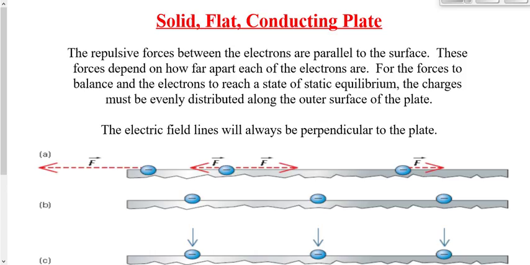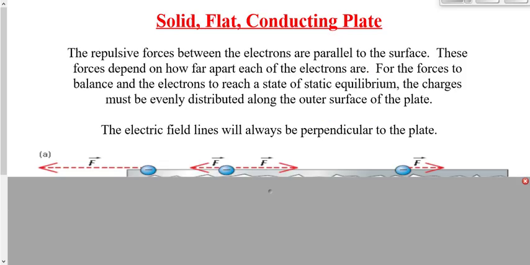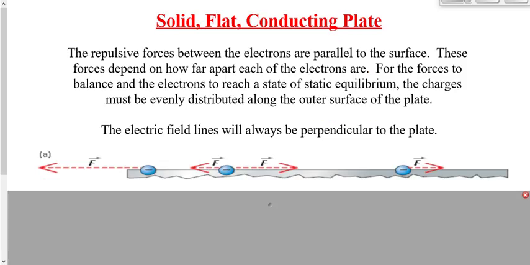All right, take a look at the next one. This is a solid, flat, conducting plate. Take a look at just the first diagram for now. You've got 3 excess electrons here. They get pushed to the outer surface just like they did in a solid conducting sphere. But what does the distribution look like while they're on the outer surface? Well, right now, before they've reached the point of static equilibrium, in other words, before the forces are balanced, they look like this.